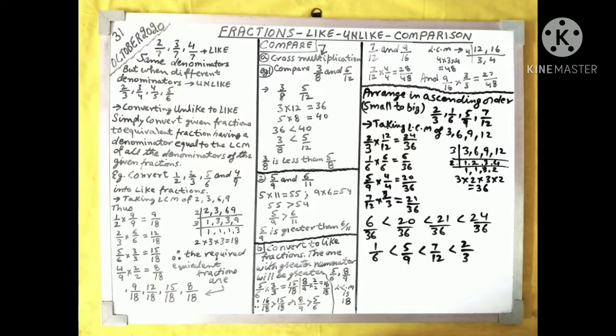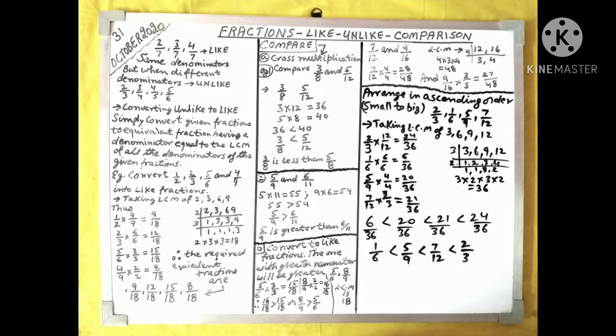We have to arrange the fractions 2 by 3, 1 by 6, 5 by 9 and 7 by 12 in ascending order. That means smaller to bigger. So we take the LCM of 3, 6, 9 and 12, which comes out to be 36. So we can write 2 by 3 is equal to 24 by 36, 1 by 6 is equal to 6 by 36, 5 by 9 is equal to 20 by 36, 7 by 12 is equal to 21 by 36.